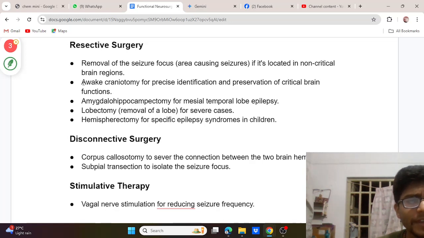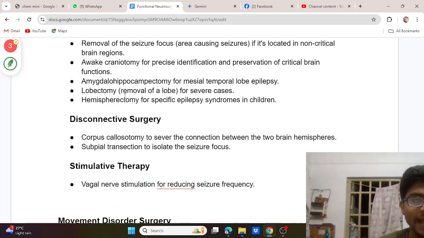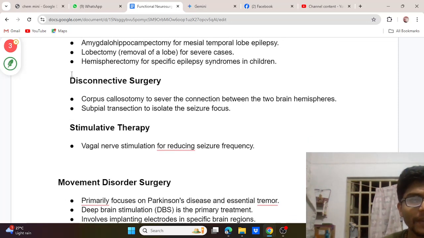or also we can do awake craniotomy for precise identification and preservation of critical brain function. Amygdala hippocampectomy for mesial temporal lobe epilepsy. Lobectomy, removal of a lobe for severe cases. Hemispherectomy for specific epilepsy syndromes in children.